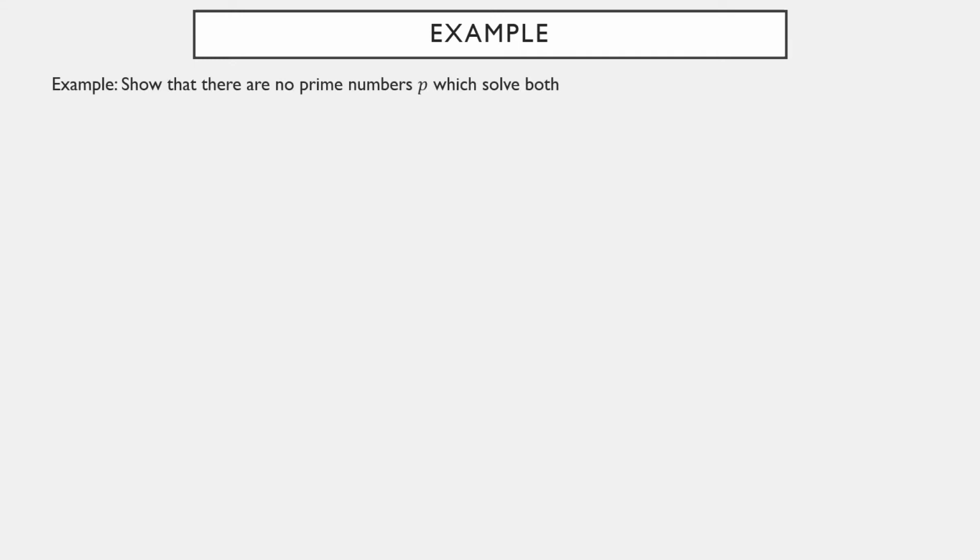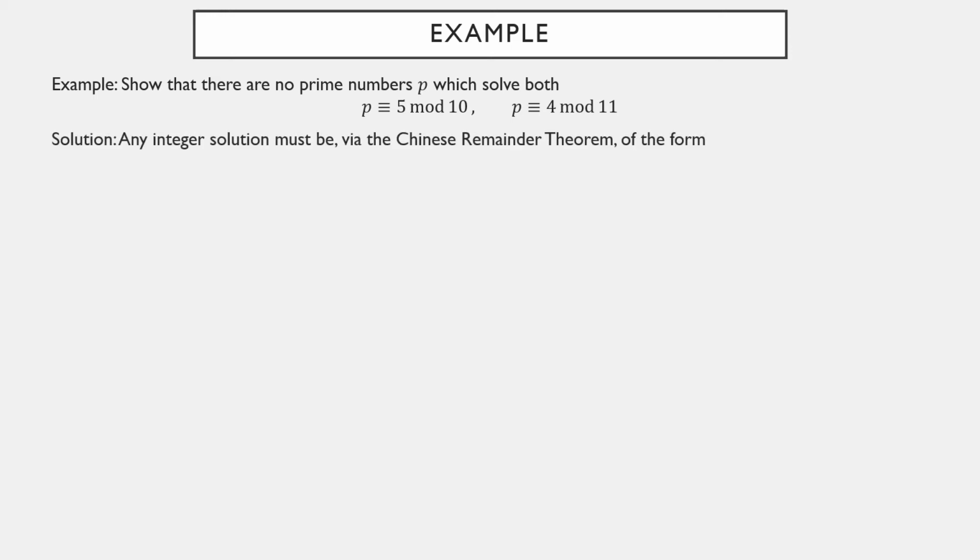More examples. Show there are no prime numbers p which solve both of the following, equivalent to 5 mod 10 and also equivalent to 4 mod 11. Well, set aside the question of whether they're prime or not, any solution by the Chinese remainder theorem will be seen to be of the form 6 mod 110. You have to go through and do the work, of course, but it's only two equivalences. It should be fairly fast. And you'll see any solution must be equivalent to 6 modulo 110.